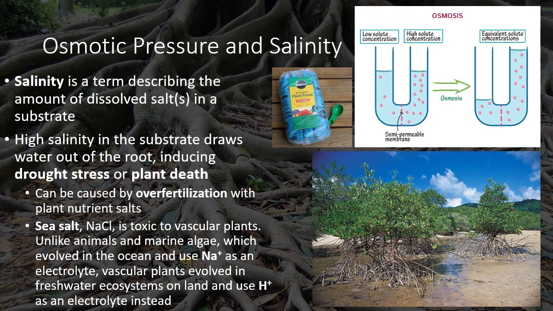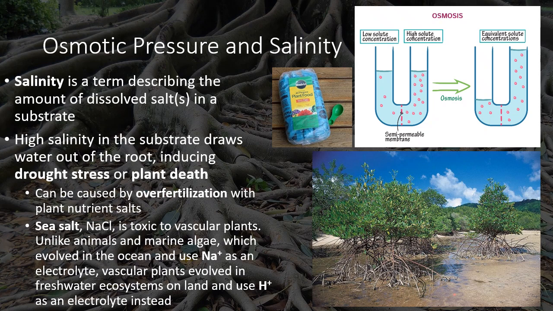Osmotic pressure has to do with the amount of dissolved salts. Our assumption on the last slide is that the soil nutrients are rare, that there's not a lot of mineral nutrient in the soil, but sometimes the level of dissolved salts is really, really high in the substrate. So we call this salinity. Salinity just describes the amount of dissolved salts in any kind of substrate.